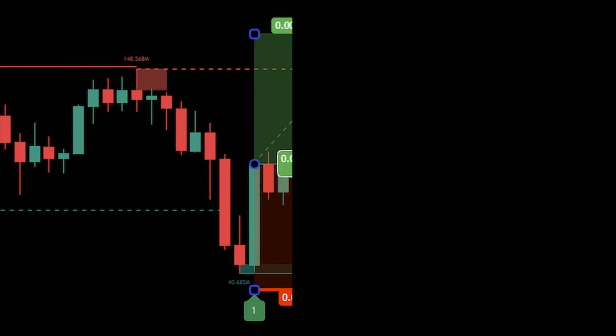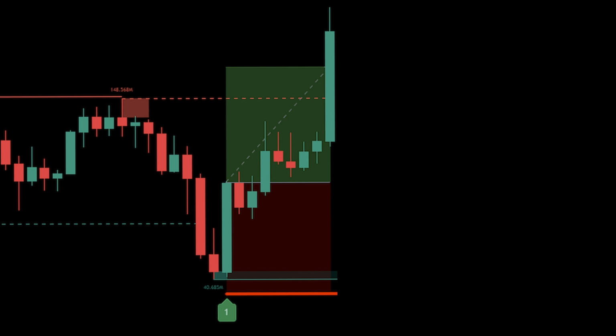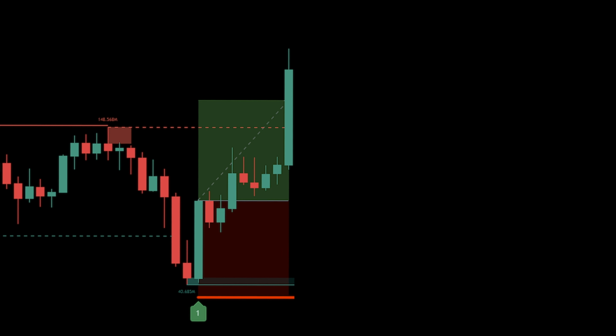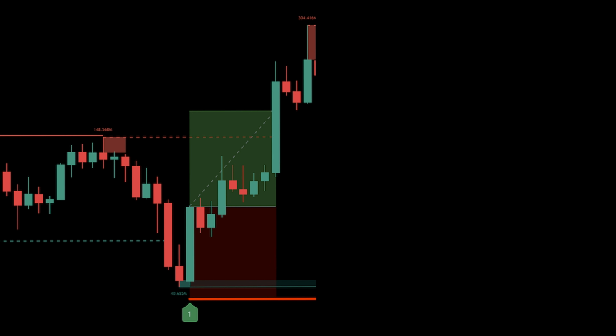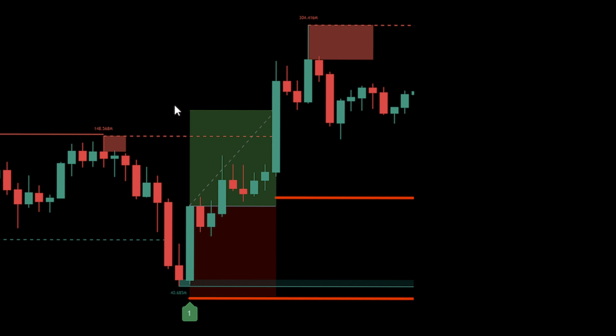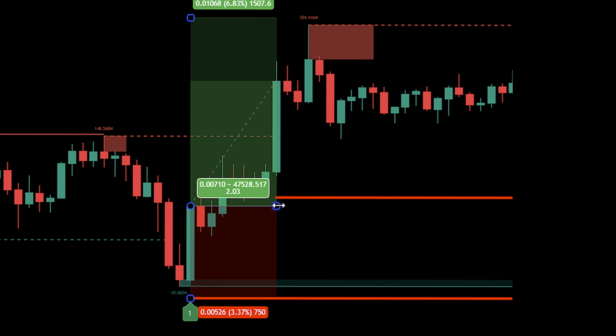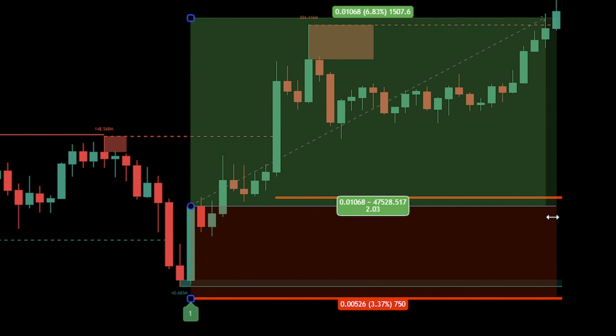At this point, I like to close half of the position and move the stop loss slightly above the entry to protect my capital. For the second take profit target, we let the remaining position run until it hits a 1-to-2 risk-reward ratio. Once the price reaches the second target, we close half of the remaining position and move the stop loss below the most recent swing low.